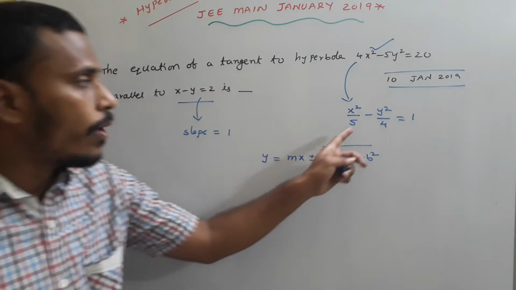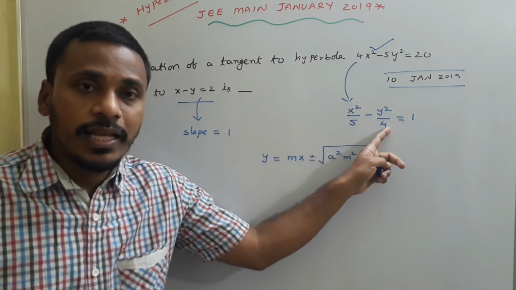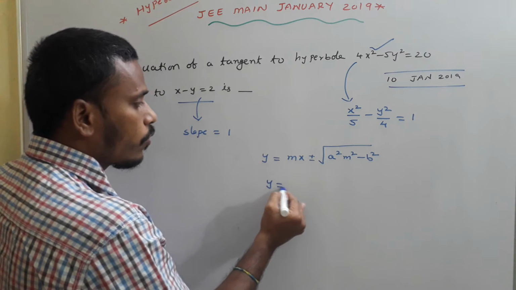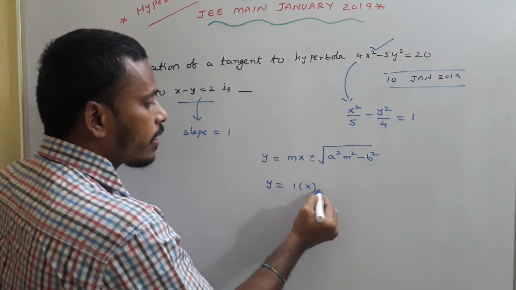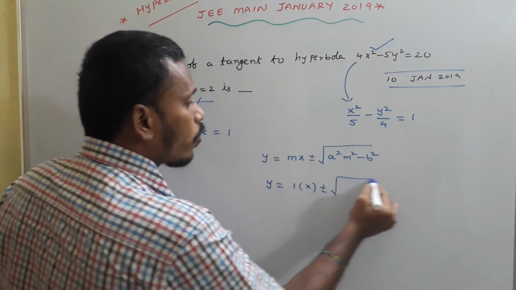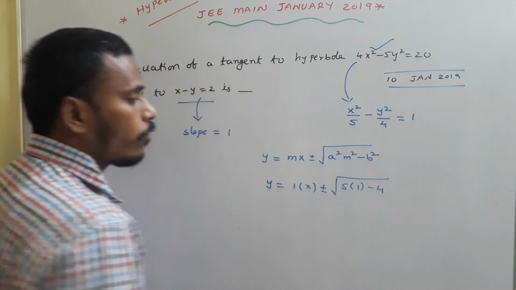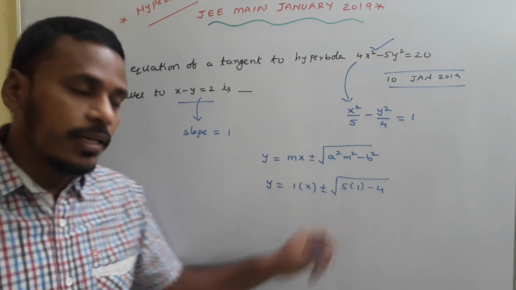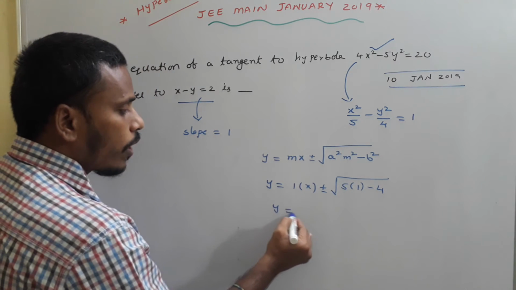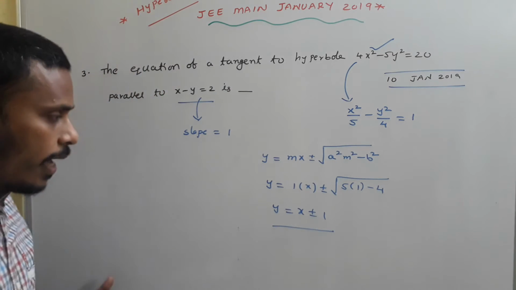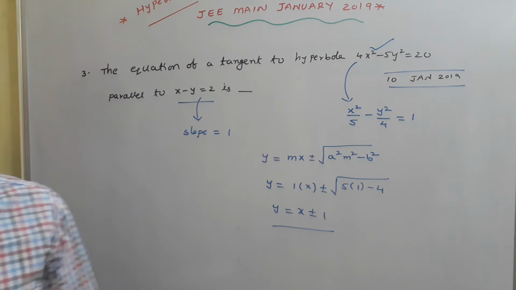So here we have a² as 5, b² as 4, and slope m is equal to 1. Replace everything here, so this is equal to 1 into x plus or minus square root of a² is 5 into 1 minus 4. This is root 1 and that is 1 again. So y is equal to x plus or minus 1. So as per the options we need to choose the correct one. Have a look.